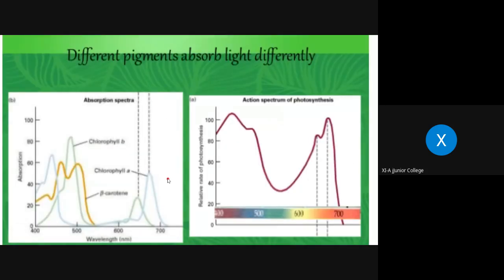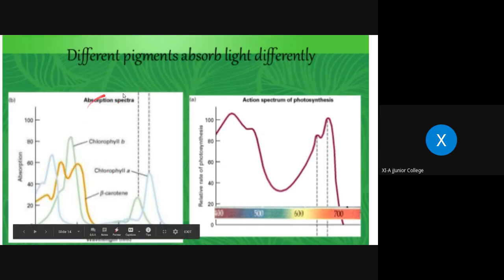Now, for these pigments which absorb light, if you see in this diagram, the maximum absorption is at around 480 or around 500, that shows chlorophyll B. Then there is chlorophyll A, and then the carotenoids, beta carotene, and then xanthophyll. These are the carotenoids. At what wavelength their absorption is maximum is seen in this picture.